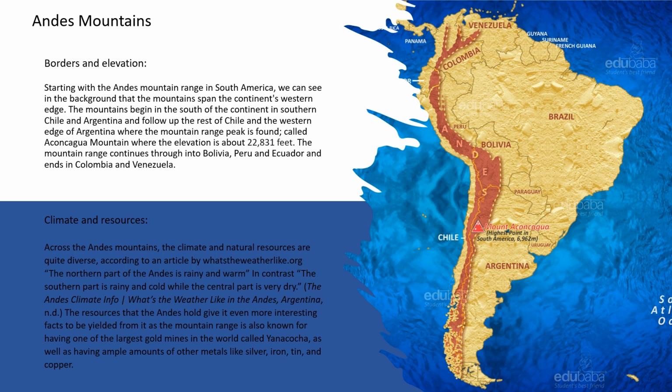Starting with the Andes mountain range in South America, we can see in the background that the mountains span the continent's western edge. The mountains begin in the south of the continent in southern Chile and Argentina and follow up the rest of Chile and the western edge of Argentina, where the mountain range peak is found, called Aconcagua Mountain, where the elevation is about 22,831 feet. The mountain range continues through into Bolivia, Peru, and Ecuador and ends in Colombia and Venezuela.